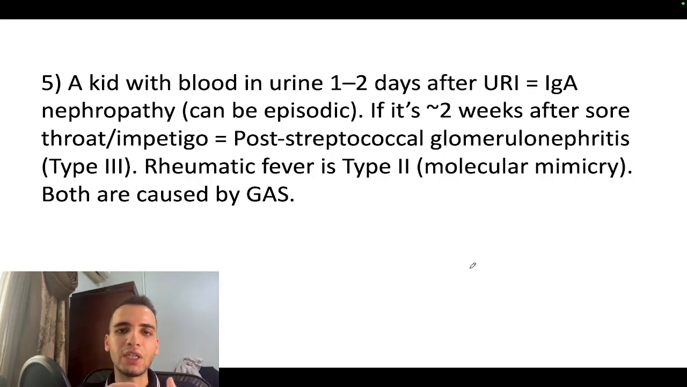Now I need you to differentiate post-strep from rheumatic fever. Both of them can be caused by strep, but rheumatic fever is usually type 2, meaning autoantibodies attacking our body, confusing it with the strep infection. This is called molecular mimicry. Our molecules look like the immune protein in the strep, so they get attacked instead of the infection itself. This is called type 2. But on the other hand, post-streptococcal glomerulonephritis is type 3, meaning the antibodies bind to the complement, both of them will deposit in the kidney and cause kidney damage.